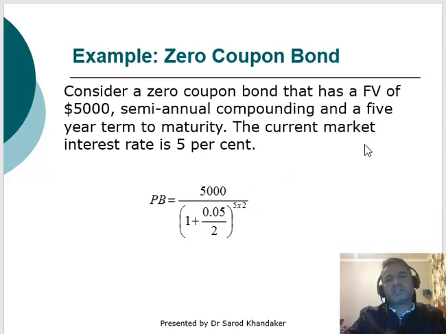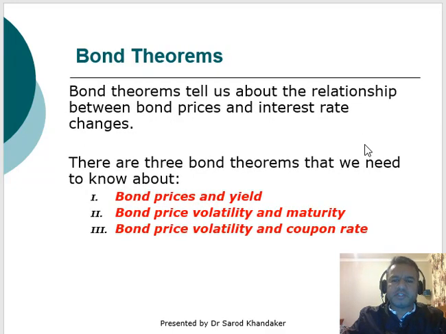Now the next slide is about the bond price theorems. Bond theorems tell us about the relationship between bond prices and interest rate changes. There are 3 bond theorems that we need to know about. One is bond prices and yield. Two, bond price volatility and maturity, and three is bond price volatility and the coupon rate. So let's look at each of the theorems.